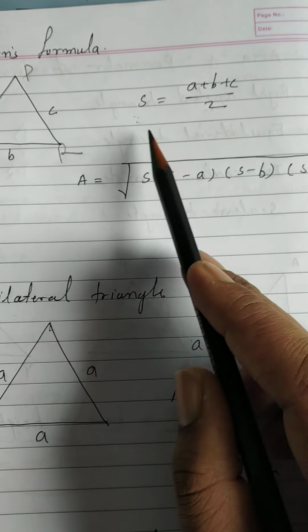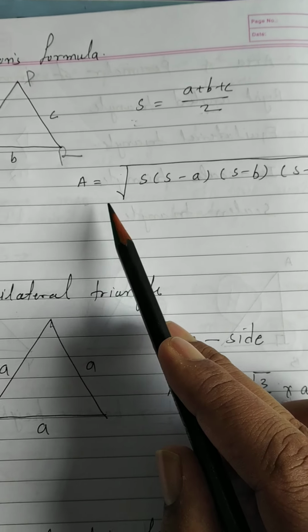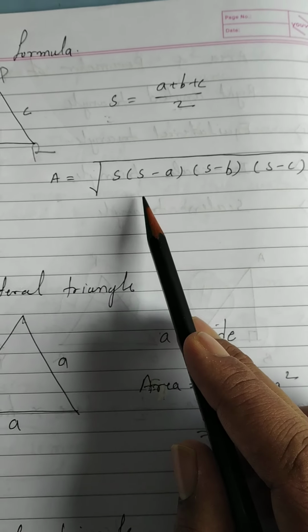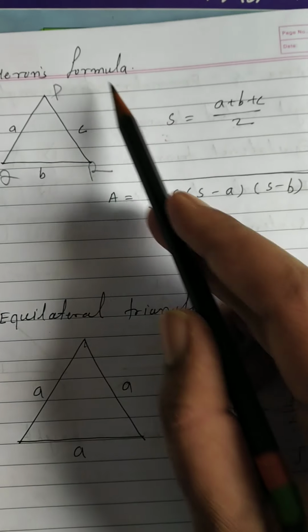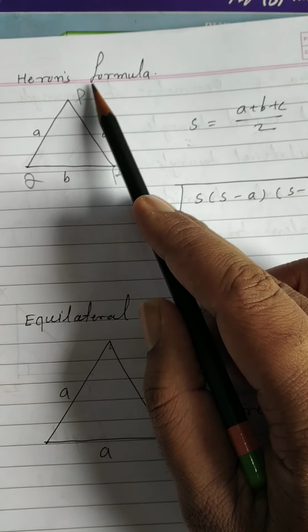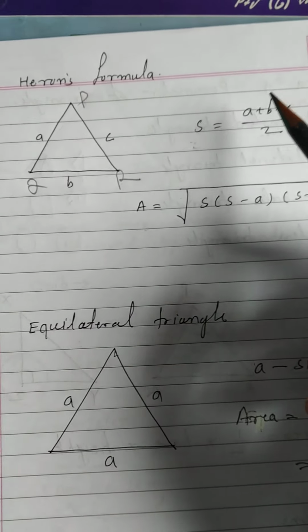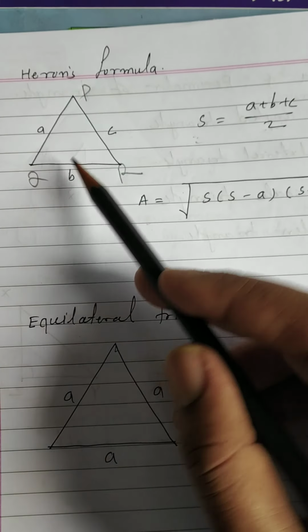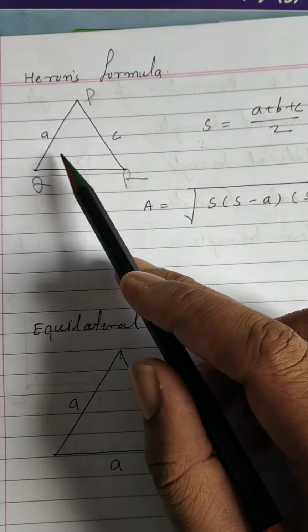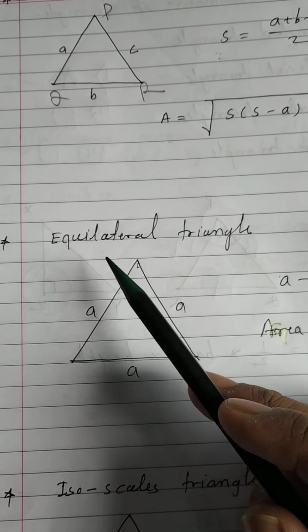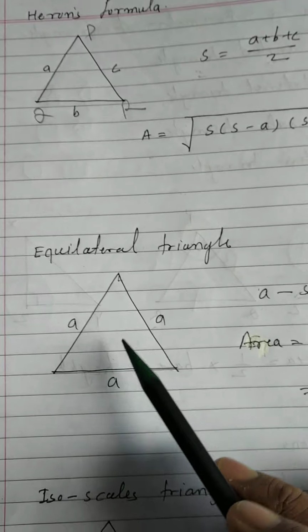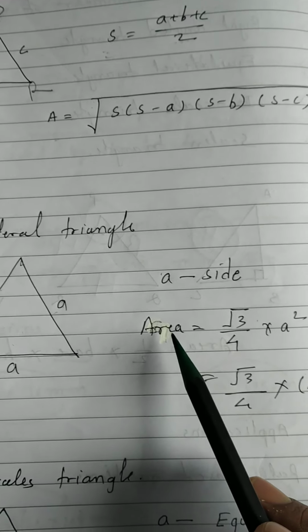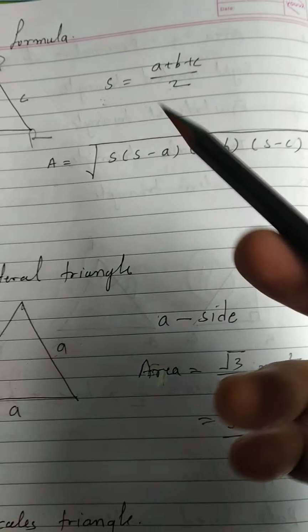Then once you calculate semi-perimeter, go for area. The formula for area is under root S in bracket S minus A in bracket S minus B in bracket S minus C. This is the formula, Heron's formula, to calculate the area of a scalene triangle. Not necessary only for scalene triangle, you can go for other triangles also, but it will be easy in this case. When it comes to equilateral triangle, you can go for Heron's formula, no issues. Actually, the formula for equilateral triangle area is obtained from Heron's formula only.